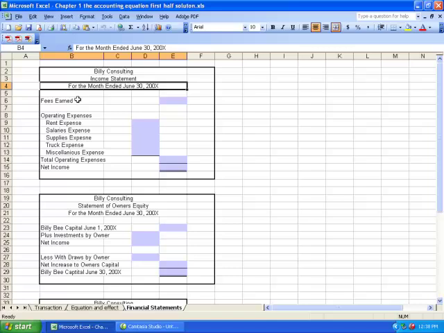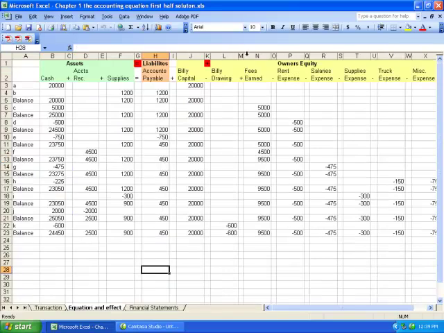As we know, income statements are our fees that we've earned less the expenses that we've incurred, which will give us hopefully a net income. If for some reason our expenses would be higher than our revenues, we would have a net loss. So let's start filling in the information we need here. Again, we've already filled in the accounts here. We know that we have a revenue account called fees earned. We know that we have expense accounts for rent, salaries, supplies, truck, and miscellaneous. And all we need to do is fill in the balances in each of those accounts after the transactions have been completed. So let's go find the balance in our revenue account.